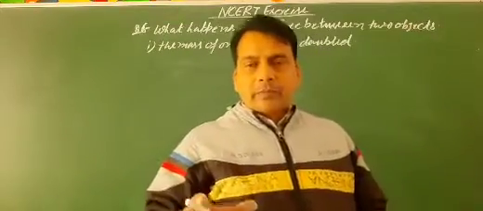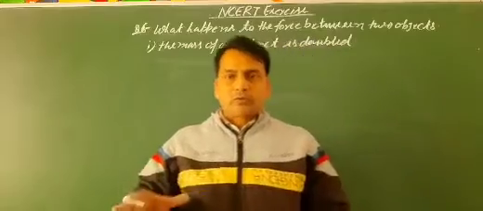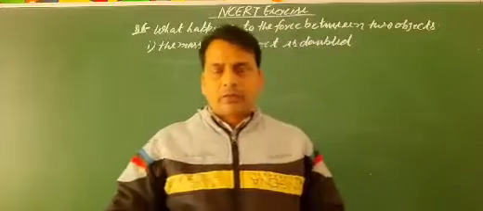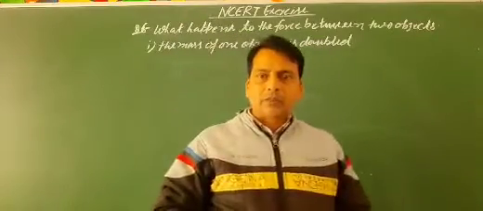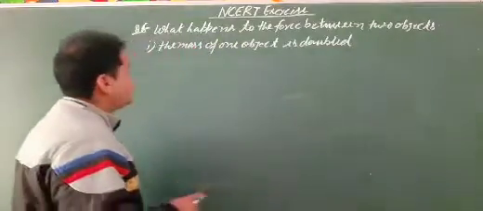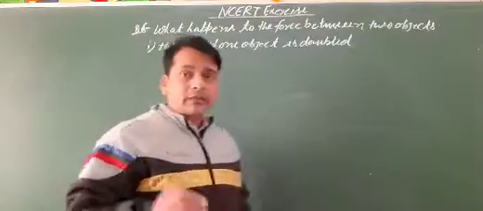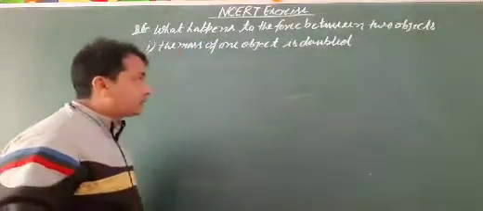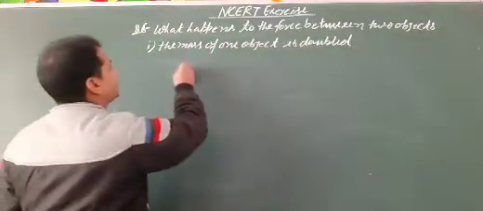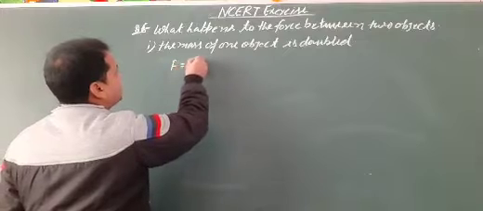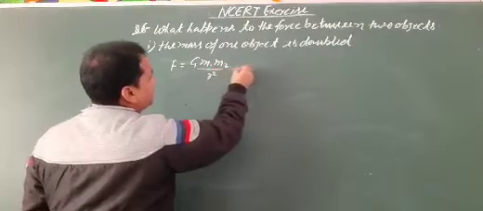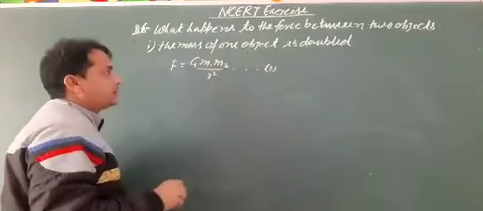According to Newton's law of gravitation, in the universe every object attracts every other object with a force, and that force is known as the gravitational force. Gravitational force is directly proportional to the product of their masses and inversely proportional to the square of the distance between their centers. So in this question, the mass of one object is double. The formula of gravitational force is F equal to G m1 m2 by r square. Suppose that is the first equation.